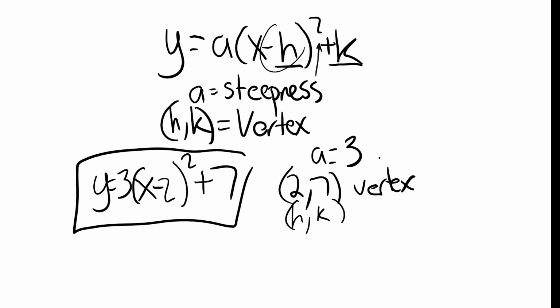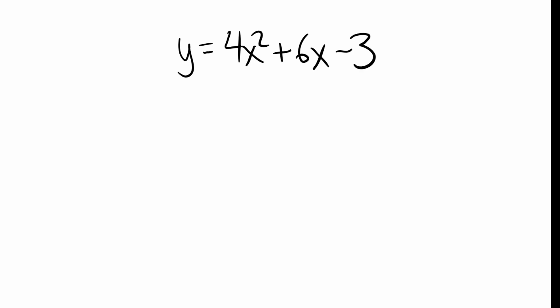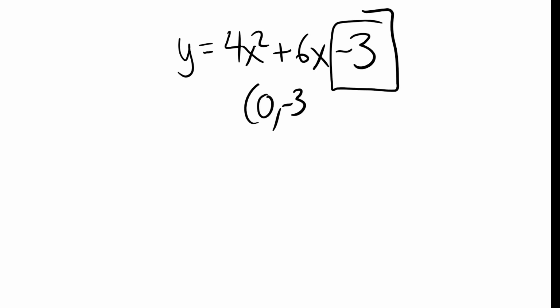The next piece is we talked about standard form. So standard form is a little less friendly for finding the vertex and that sort of thing. So standard form looks like just y equals 4x squared plus 6x minus 3. Something like this. Now, the nice part about standard form is this number, negative 3, that's our y-intercept. So 0 comma negative 3 is our y-intercept. So that's the useful thing you get out of standard form.